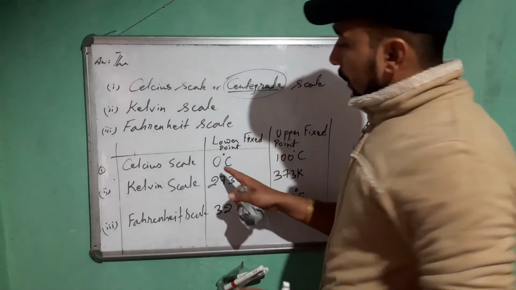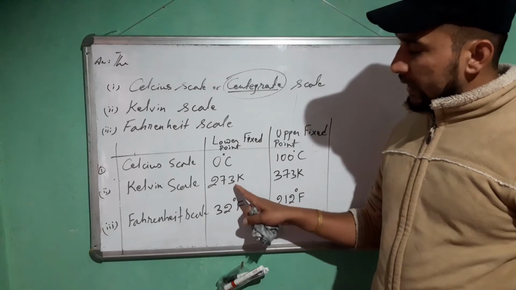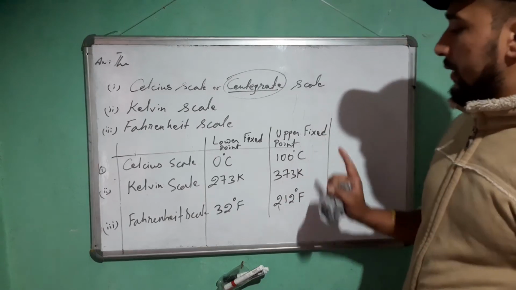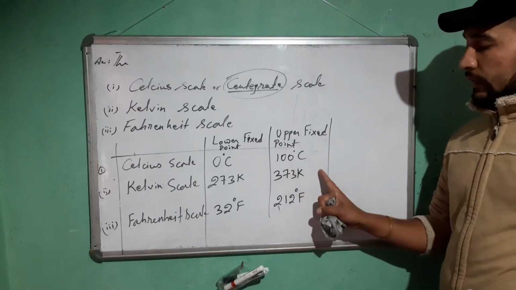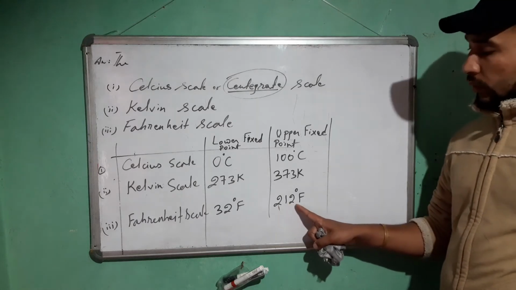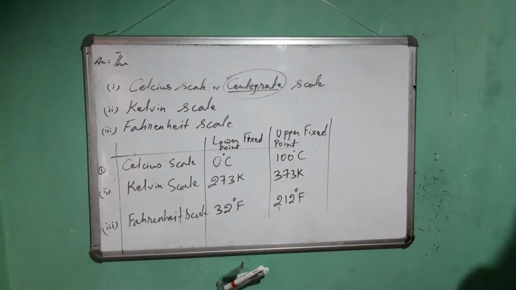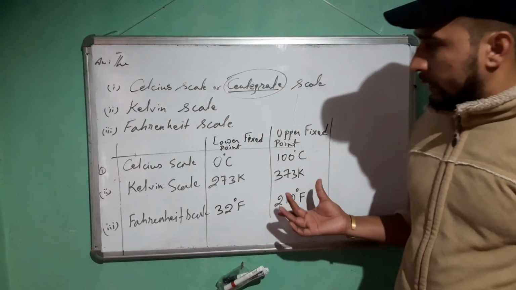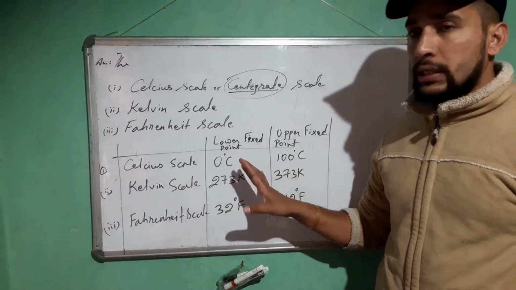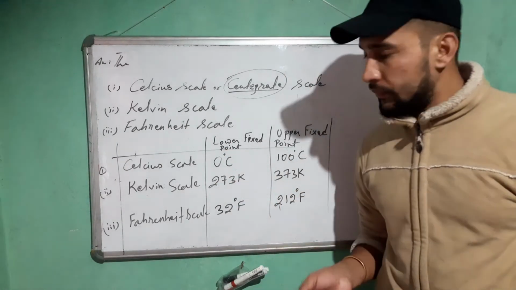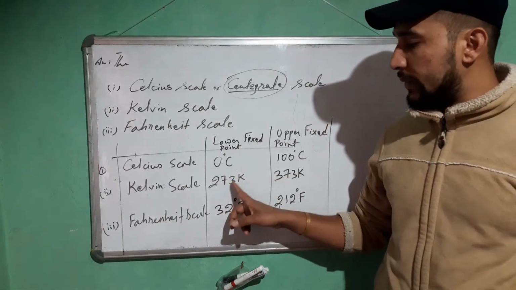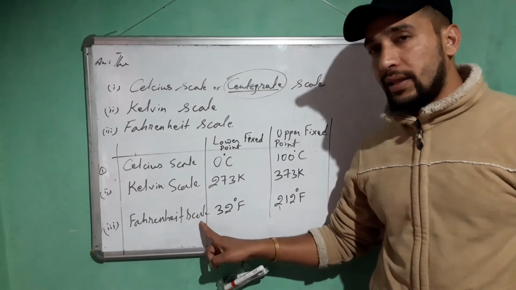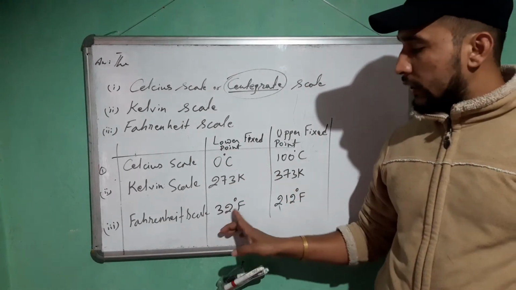Okay, so 0 degree Celsius is equal to 273 Kelvin, and that is also equal to 32 degree Fahrenheit, and 100 degree Celsius is equal to 373 Kelvin, and that is also equal to 212 degree Fahrenheit. In objectives you may get some simple questions like how much is 0 degree Celsius in Kelvin scale. Then you should say 0 degree Celsius is equal to 273 Kelvin. And sometimes you will be asked how much is 0 degree Celsius in Fahrenheit scale, and in that case you should say 0 degree Celsius is 32 degree Fahrenheit.